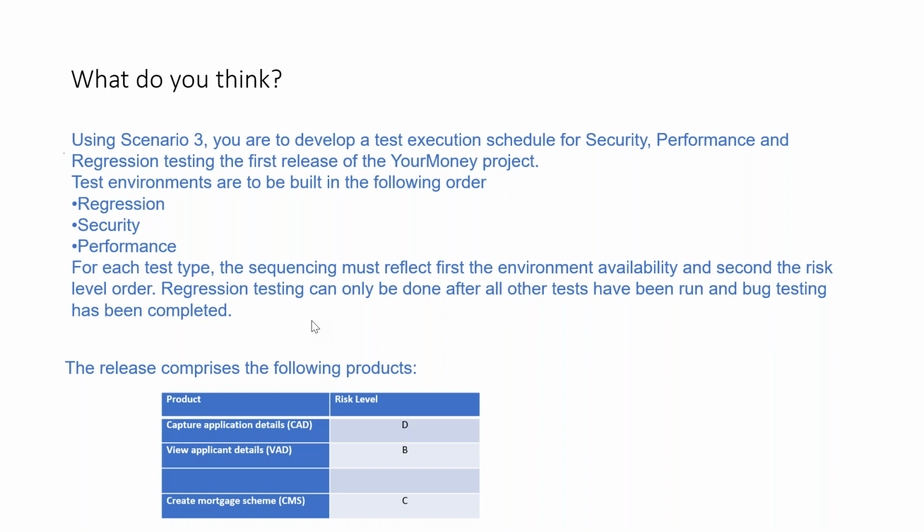Again, I have 3 modules. The release comprises the following modules or products. The first module is capture application details, highest risk. View application details, B, it is not that high. Then create mortgage scheme, this is C, this is higher than VAD. So CAD, VAD, CMS are the modules with relative risk levels.